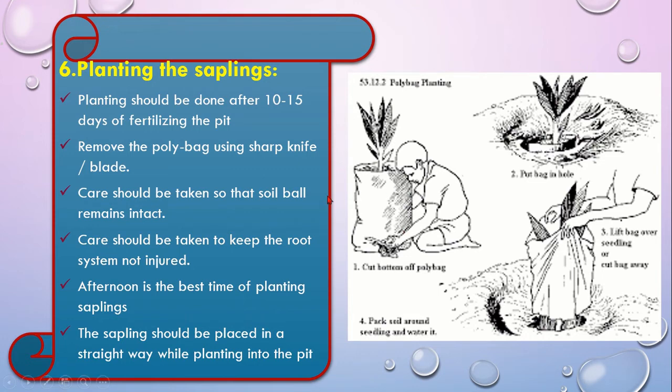You have to keep the soil with the plant and put it inside the pit as well. Care should be taken so that the soil ball remains intact, and the root system is not injured. Afternoon is the best time for planting saplings. That means do not do it in the middle of the sunny day, so you should be very careful.